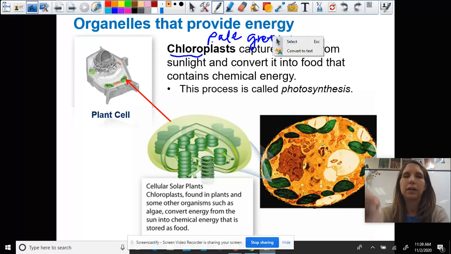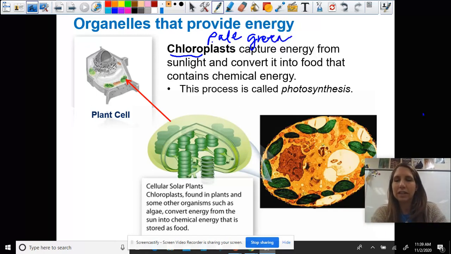It is pale green because that is truly the color that this organelle is. The light that's being reflected is actually green. And we'll come back and talk about that more as we get into photosynthesis in chapter 9. But the job of a chloroplast is to capture light energy and convert it into food or stored energy in the form of things like glucose.